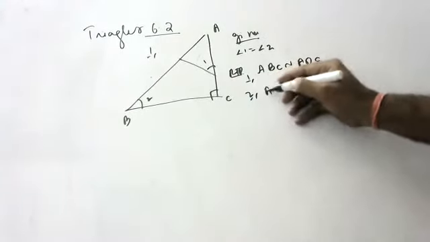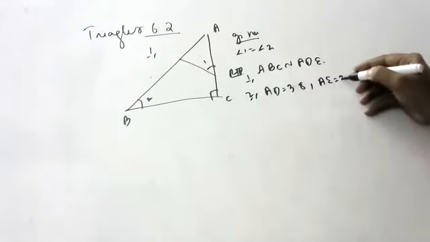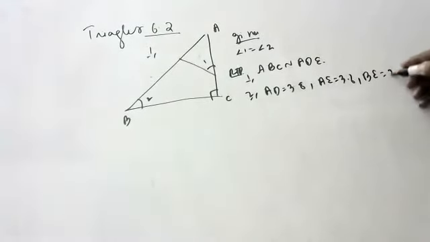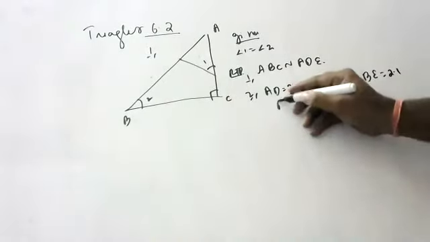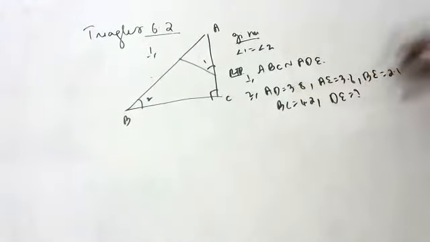Second one, they said that AD is 3.8, AE is 3.6, BE is 2.1, BC is 4.2, find the DE. This is the question. See.